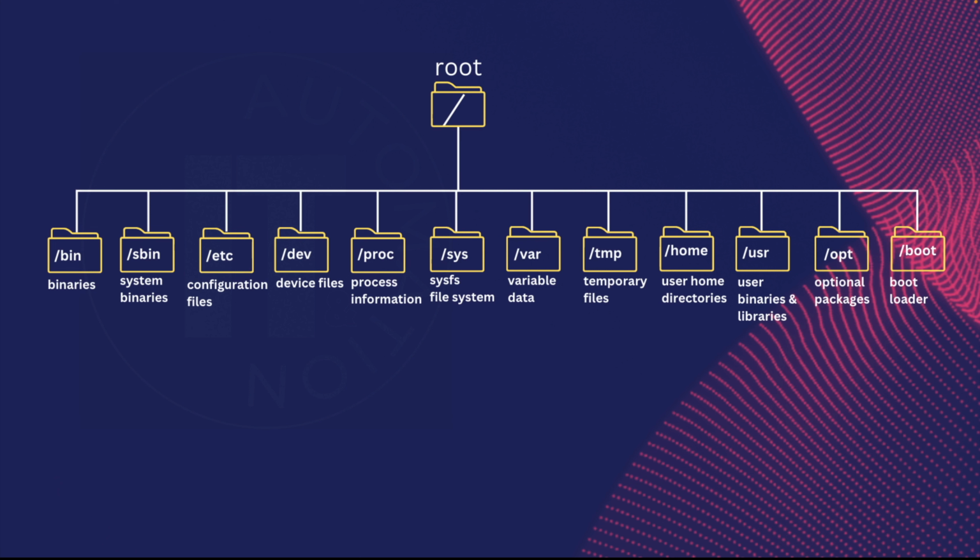The opt directory. The opt directory is used for installing optional software packages not provided by the distribution package manager. Third-party software and applications may install their files and directories under this directory. The boot directory. This directory contains all the files that are required for a successful booting process.